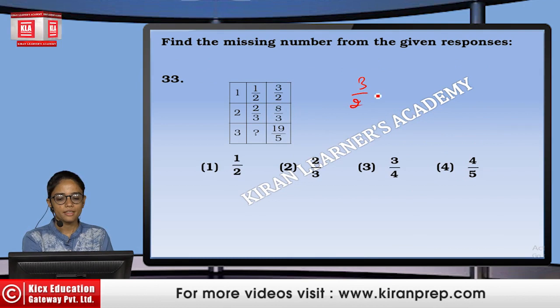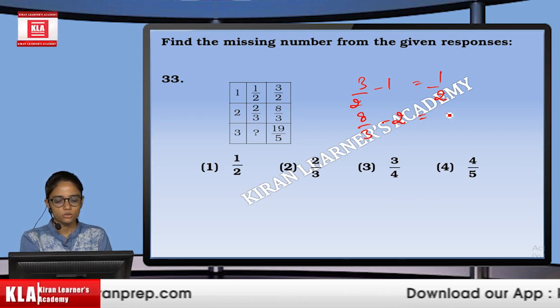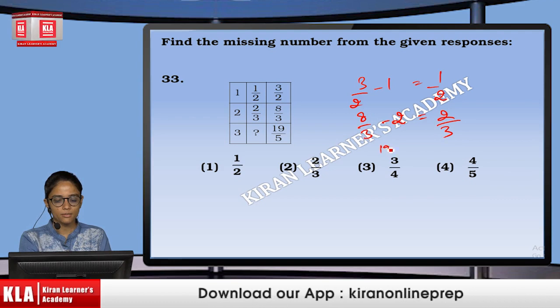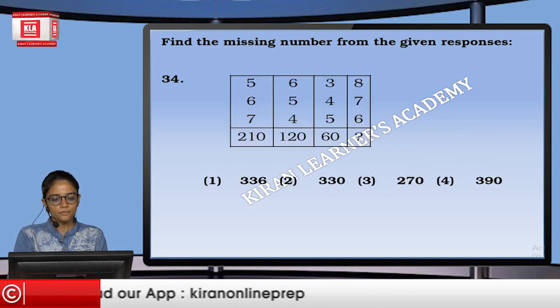Next, let's see the next one. 3 by 2 minus 1 will give you 1 by 2. 8 by 3 minus 2 will give us 2 by 3. Similarly, 19 by 5 minus 3 will give you 4 by 5. So the option will be the fourth one. Next question.